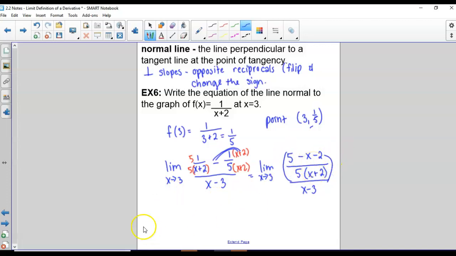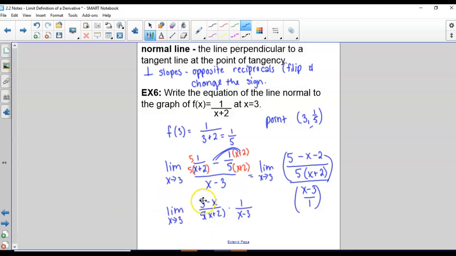And dividing fractions is easy as pie. Flip the second and multiply. We're going to get the limit as x approaches 3 of 3 minus x over 5 times x plus 2 times 1 over x minus 3. I can almost cancel, but not quite.